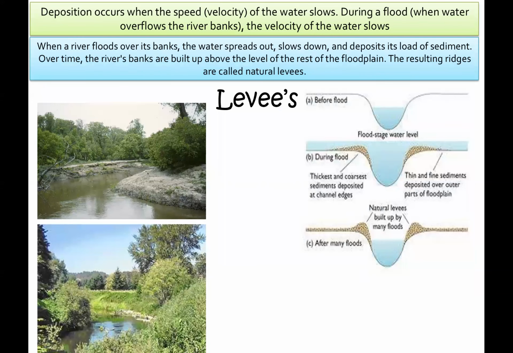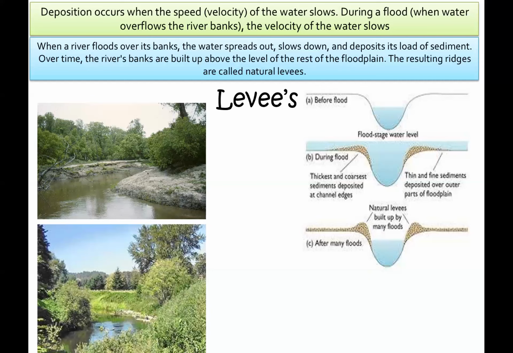Now we're going to look at these things called levees. So we know that deposition occurs when the speed of the water slows down. So during a flood, when the water overflows the banks, that causes the velocity of the water to slow down. So when the river floods, the water within it spreads out, it slows down, and it deposits its load of sediment. And over time, that deposition, that stuff that it's dropped, builds up the banks of the river so that they're actually higher than the rest of the floodplain.